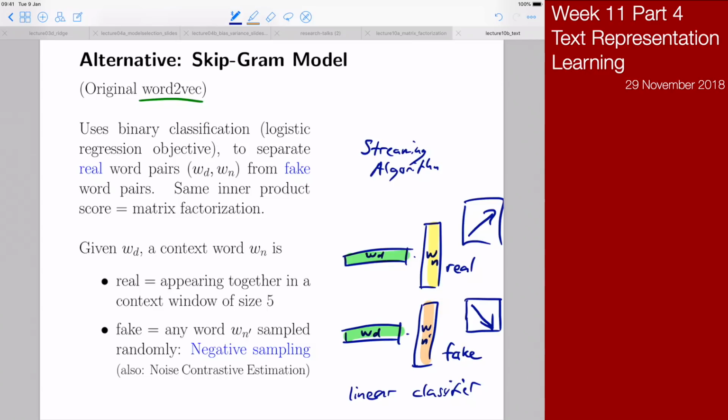And here the simplest thing is when we just use inner products, a vector with another vector. That's the linear case. And if you do this for words, then this is actually called negative sampling, by just sampling fake words.